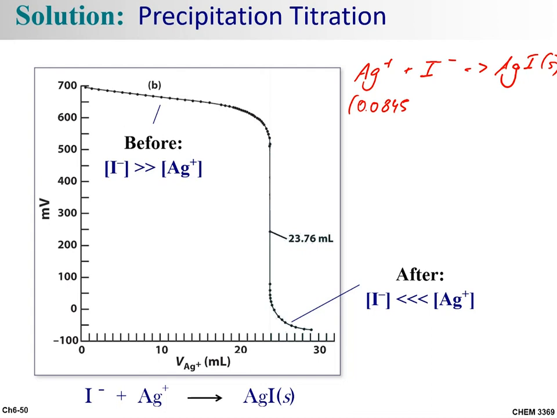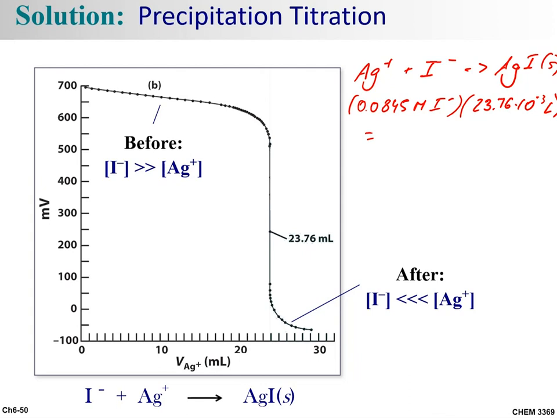So that means the concentration of the iodide was 0.0845 molar. So this is concentration of I minus times the volume of this solution from the problem. This is something we do know. It's 23.76 milliliters, so times 10 to the negative third if I want to convert it to liters. So these many moles of iodide is present in the solution, that is in the beaker. And I'm titrating this solution with the silver plus titrant.